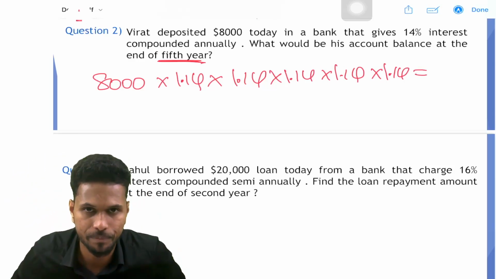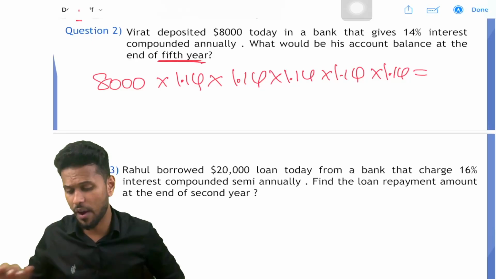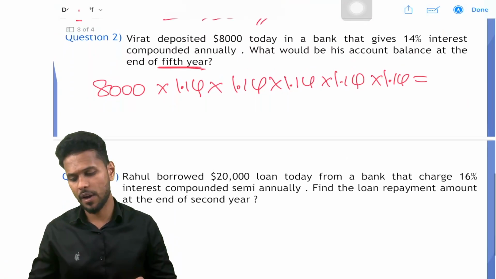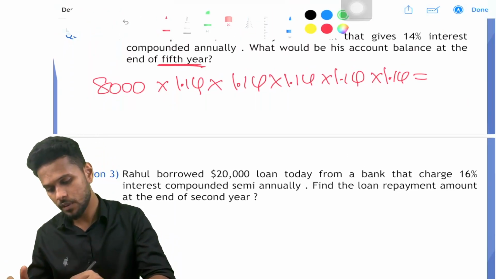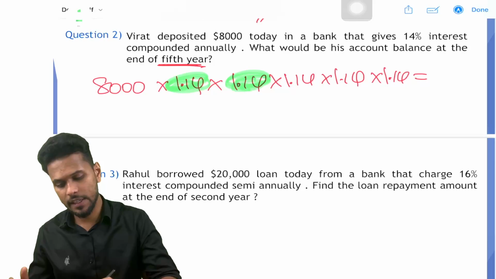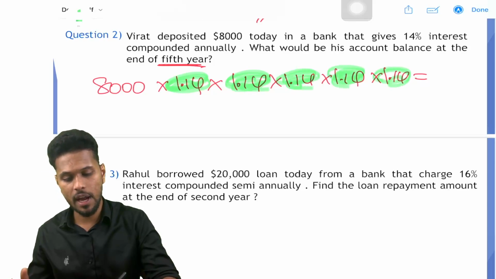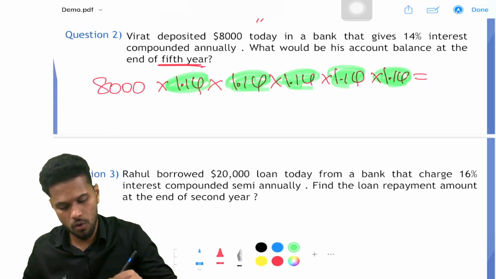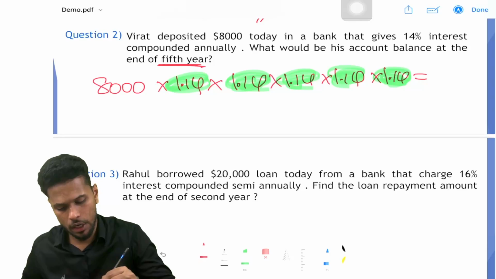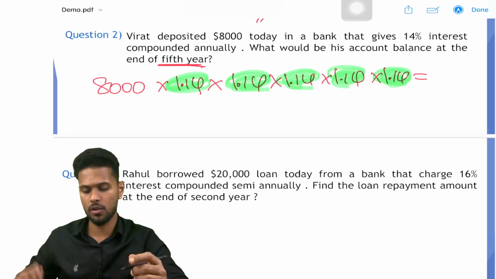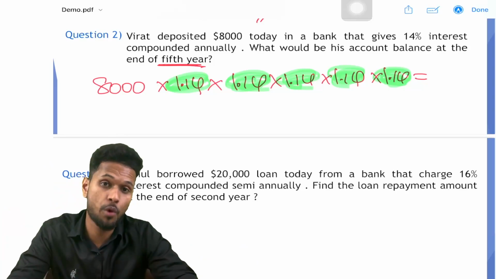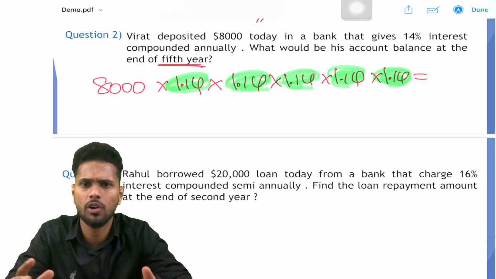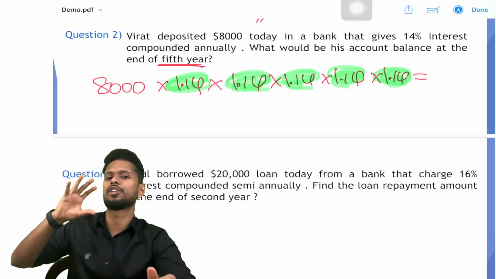This will be the answer. Okay, so 8,000, and 5 years will be there: the first year, second year, third year, fourth year, and fifth year. Clear? So you can do it like this: 1.14, 1.14, 1.14, 1.14, 1.14, and multiply by 8,000. It will take a lot of time, so I'm giving you an easy shortcut.